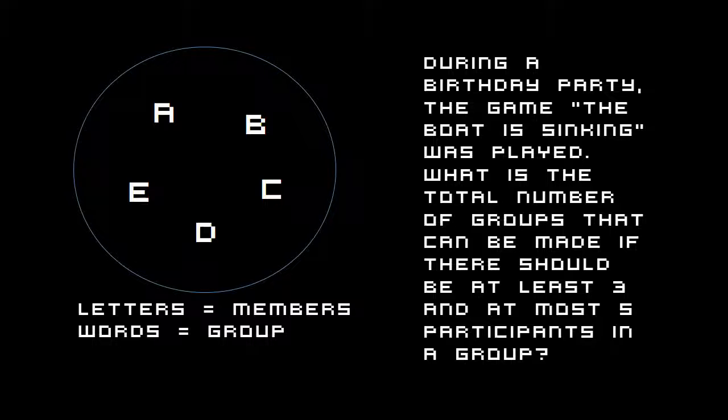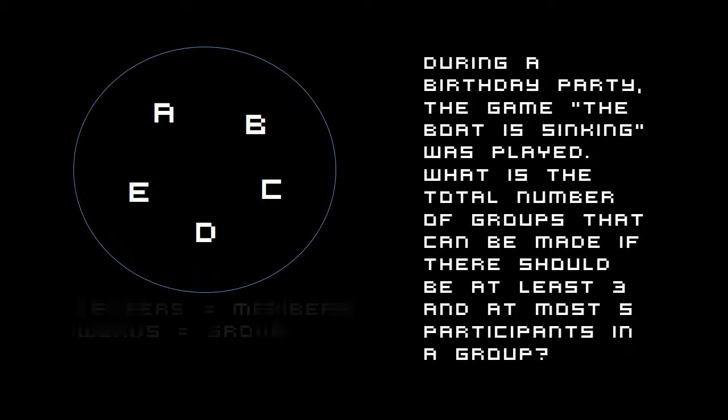Keep in mind, again, let me repeat. Let the letters be the members and the words that would be formed, or rather the collection of letters, would mean the collection of members or the group. Now that in mind, let's continue.